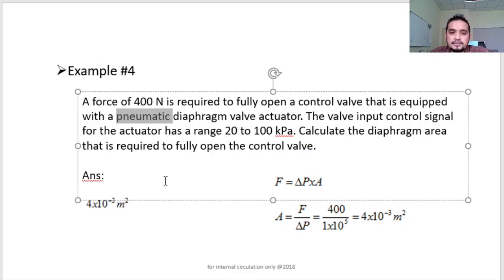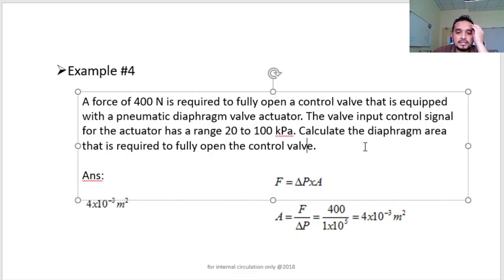Pneumatic is something related to pressure, gas pressure, right? Gas pressure. So the valve control, the valve input control signal for the actuator has a range of 20 to 100 kilopascal. Okay, watch out for this value given. Calculate the diaphragm area that is required to fully open the valve.